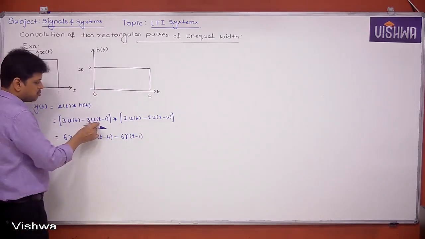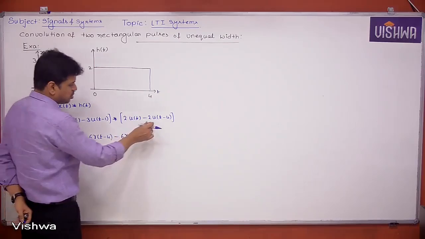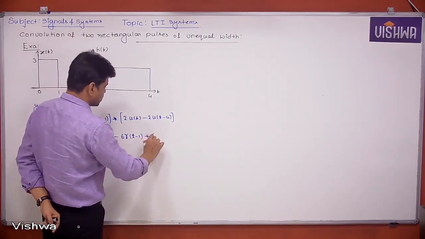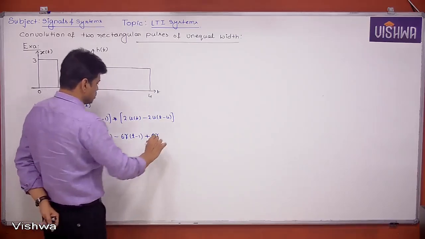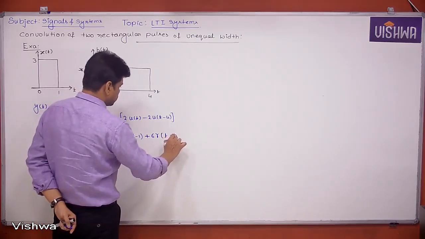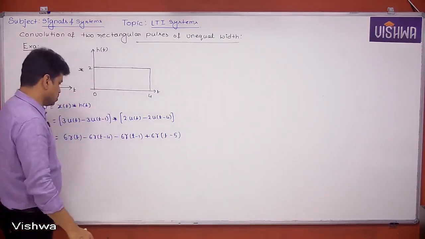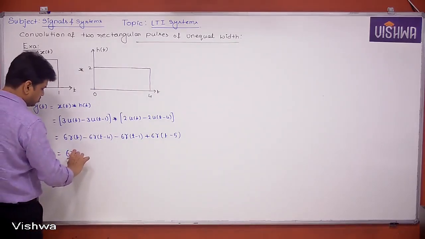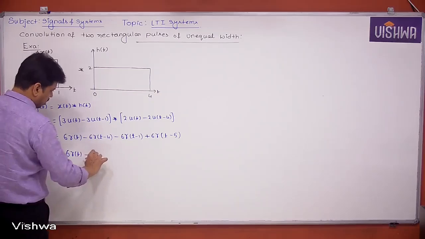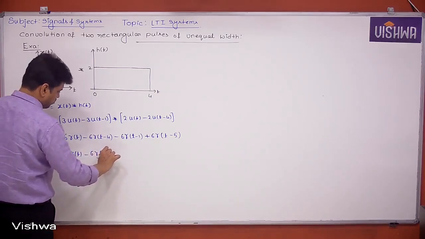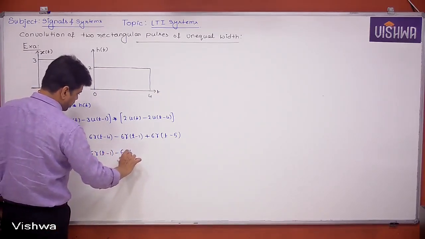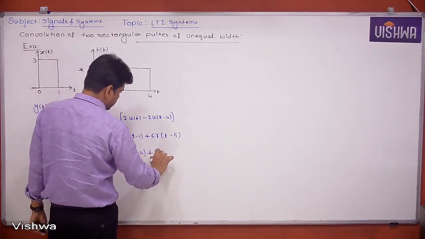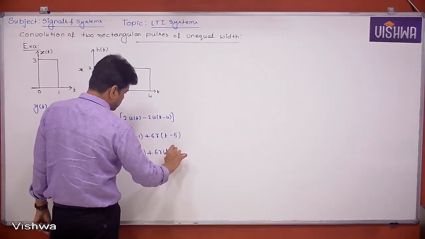Next, minus 3u of t minus 1 convolving with minus 2u of t minus 4. This is plus 6r of t minus 5. So write them in ascending order: 6r of t minus 6r of t minus 1 minus 6r of t minus 4 plus 6r of t minus 5. This is what y of t is.